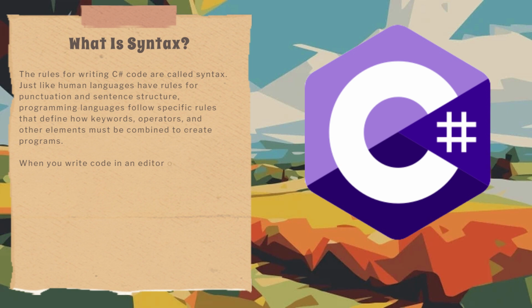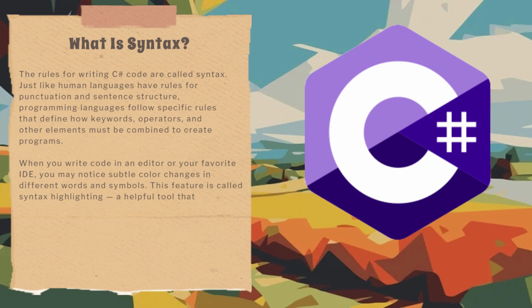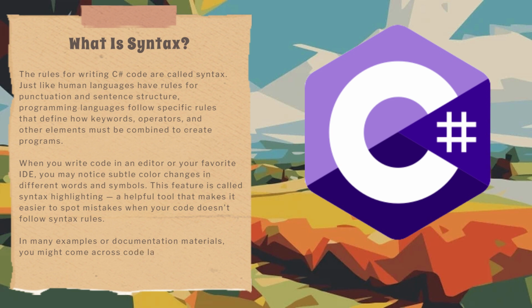When you write code in an editor or your favorite IDE, you may notice subtle color changes in different words and symbols. This feature is called syntax highlighting, a helpful tool that makes it easier to spot mistakes when your code doesn't follow syntax rules. In many examples or documentation materials, you might come across code labeled as syntax to demonstrate the correct way to use language features.